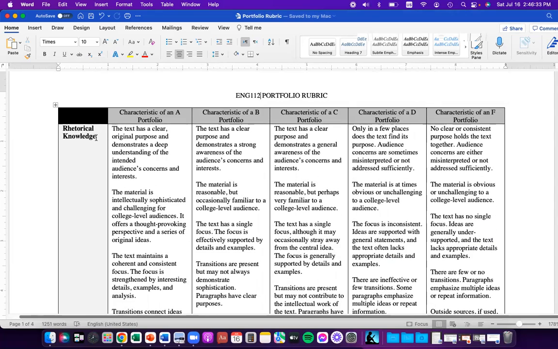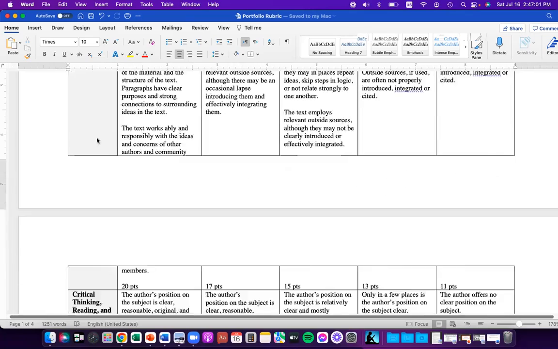Rhetorical knowledge. So this is all about how you organized your essay. Did it have a clear purpose? Was it organized well? Did it provide a lot of evidence? Did it conclude strongly? Those types of things. Just an overall, were you able to compose an effective essay for a college audience? That's what rhetorical knowledge is about.